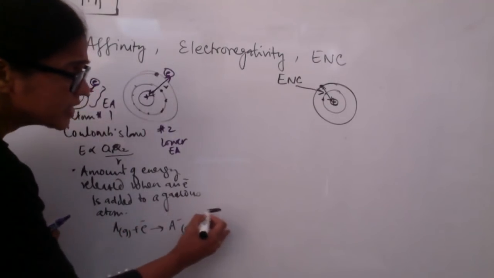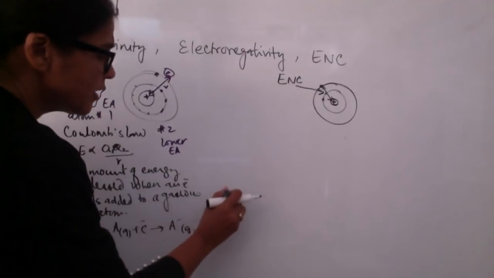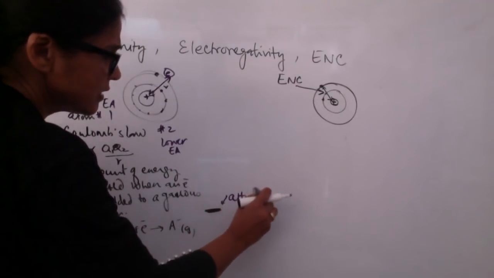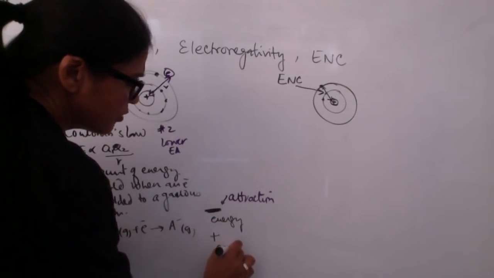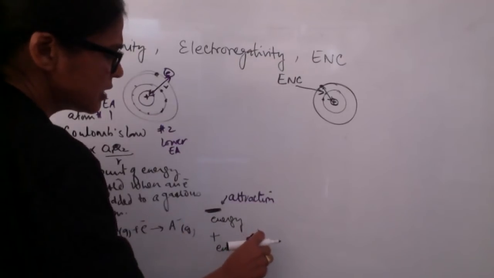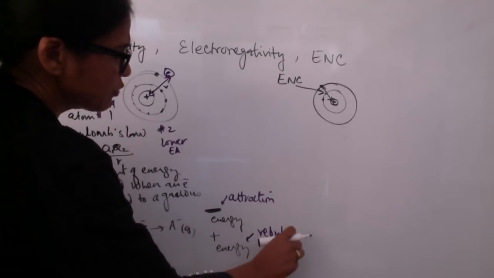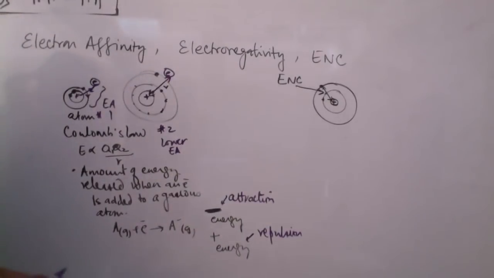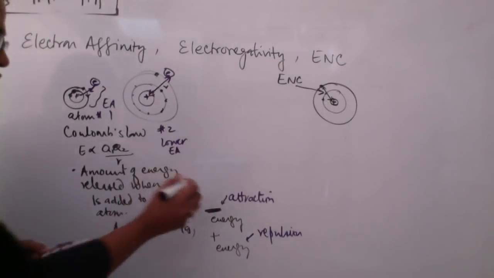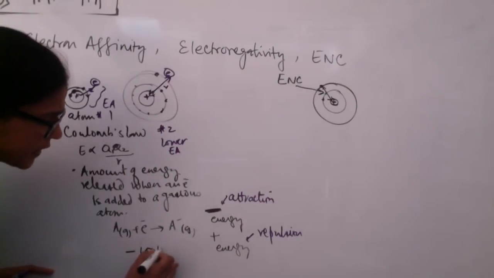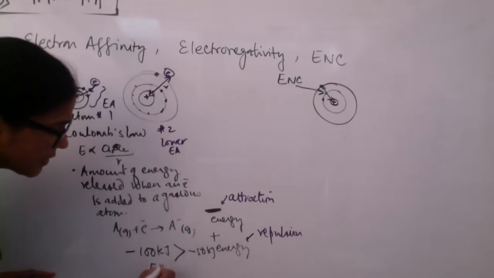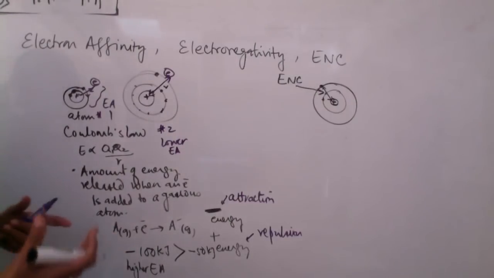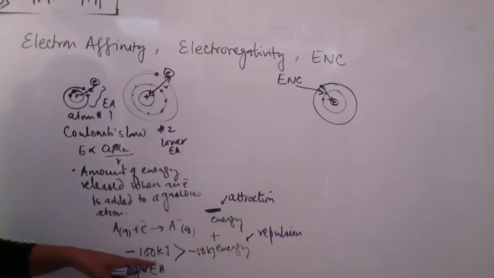And the higher negative value means force of attraction, negative value of energy. And the positive value of energy means repulsion. It doesn't really want it, but you're forcing it in there. So, attraction and repulsion. A higher negative electron affinity, 100 kilojoules versus 50 kilojoules, is higher electron affinity, because the sign is just showing if the energy is released or absorbed. It's not a negative number.